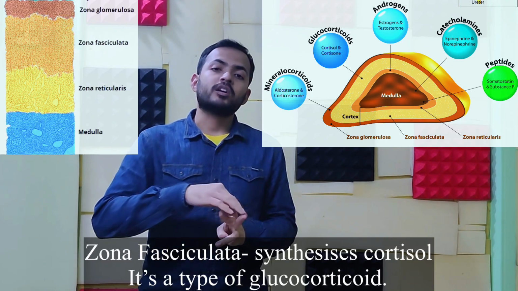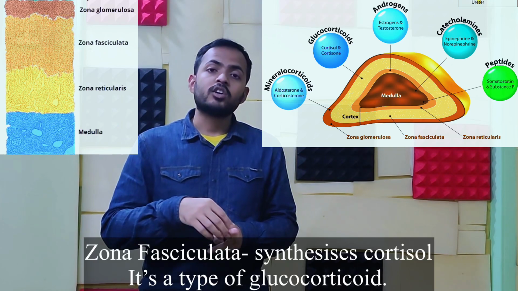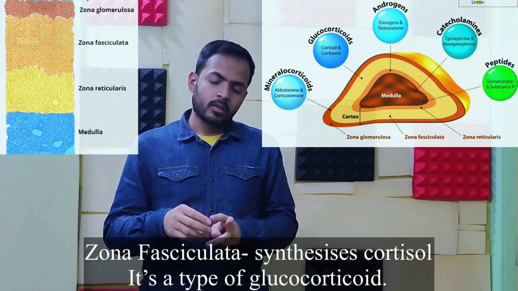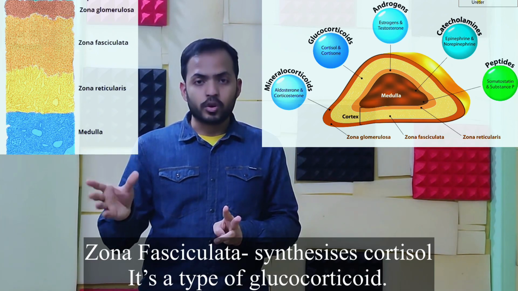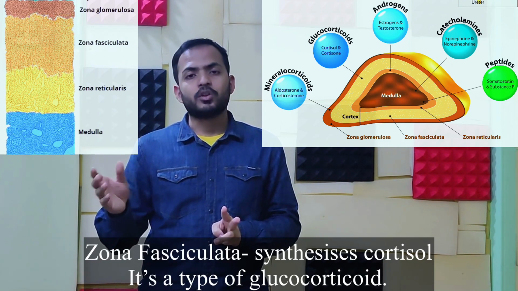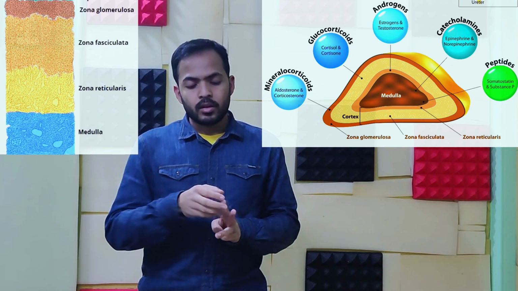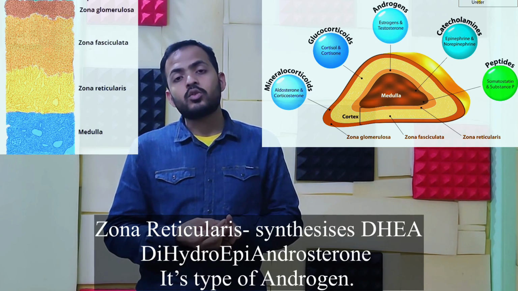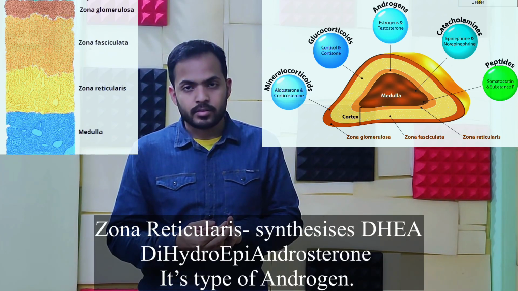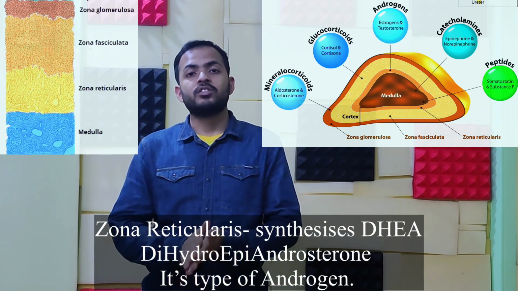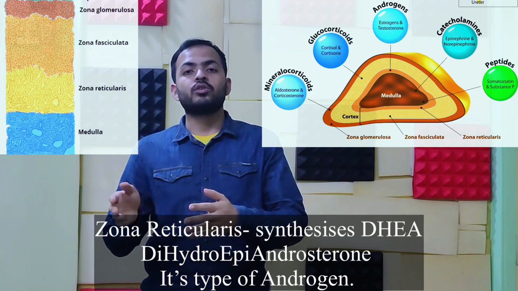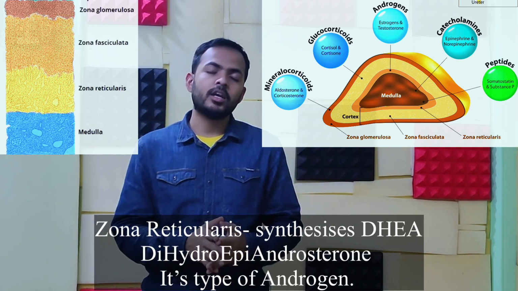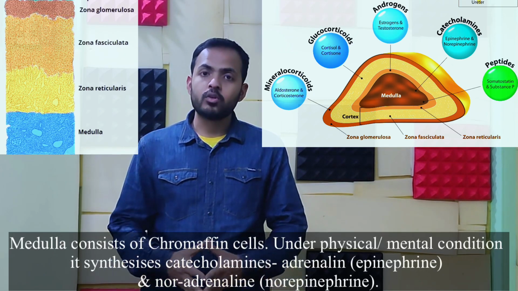The second layer is our zona fasciculata. This also has special kinds of cells. It synthesizes cortisol. Now, this cortisol is a glucocorticoid, a special type of steroid. The third one is known as zona reticularis. It also has special cells which synthesize dehydroepiandrosterone, also known in short as DHEA.